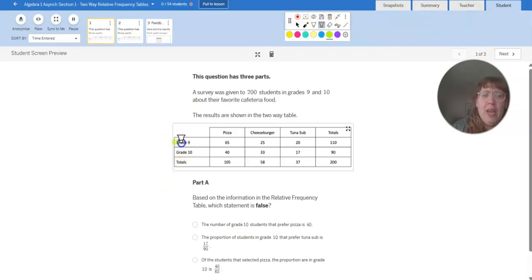So first of all, just notice the two categories, right? We have grade 9 or grade 10. That's the first consideration. Then we have, do you like pizza, cheeseburger, or tuna more?